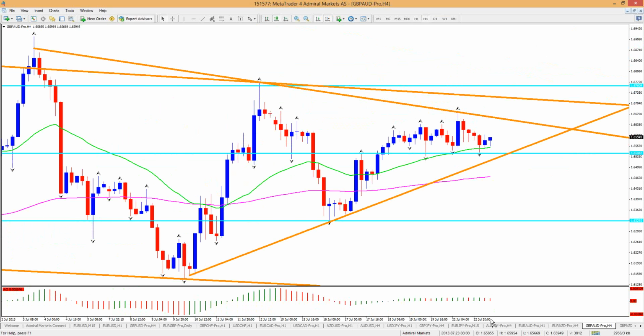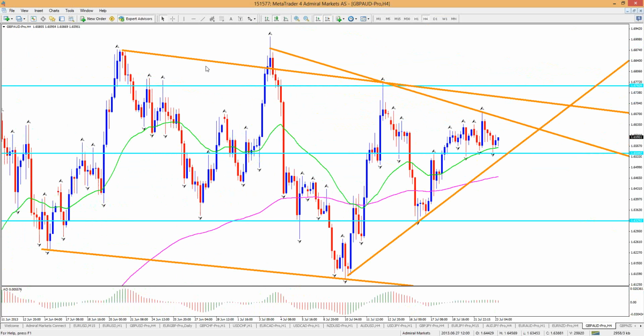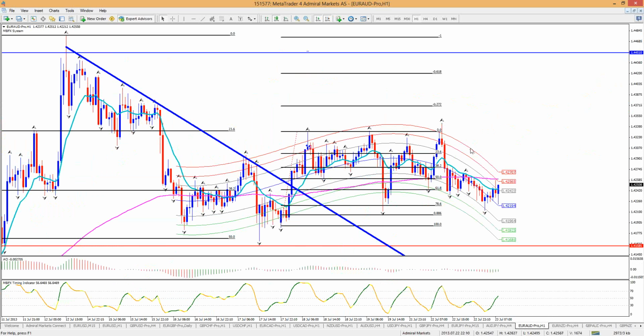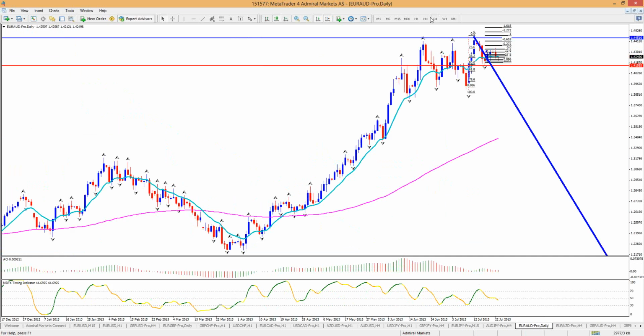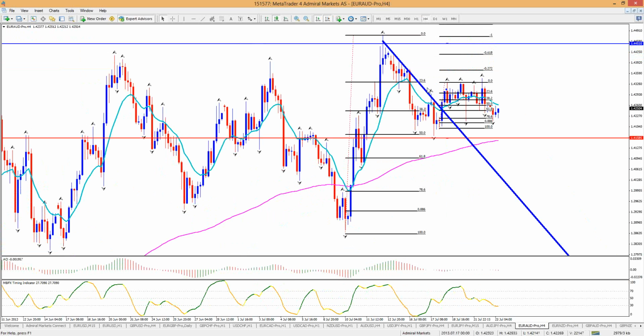But still, I like the trend lines. I like the consolidation area, and if it were to break one of these two, be aware of the support resistances, but it has a decent chance of moving within these levels. Now, if we were to compare this Pound Aussie to the Euro Aussie, yeah, you can see it's quite similar in a way.